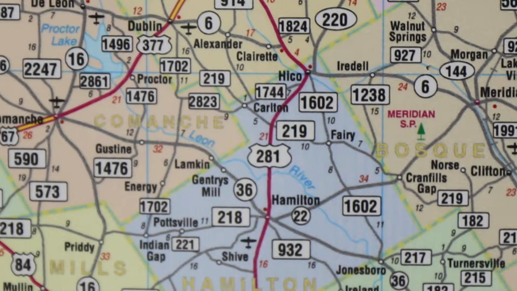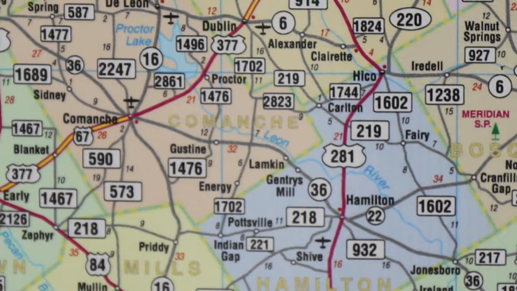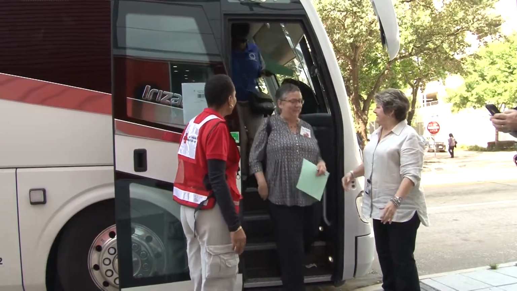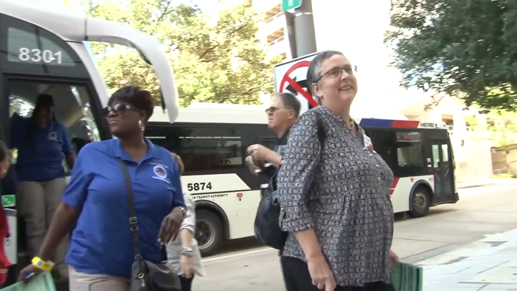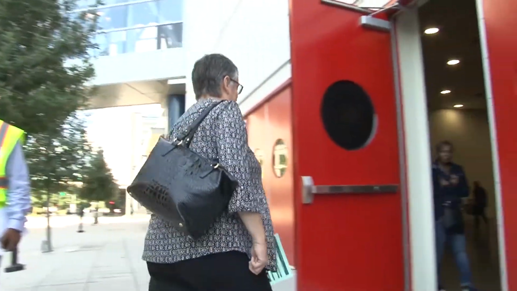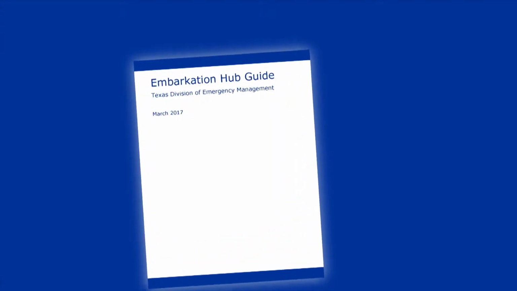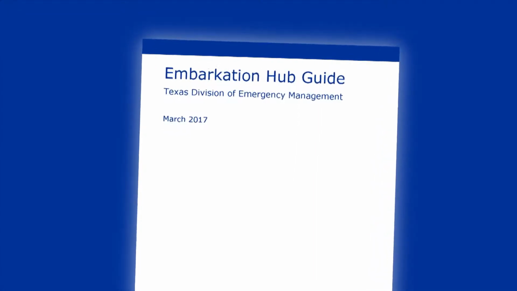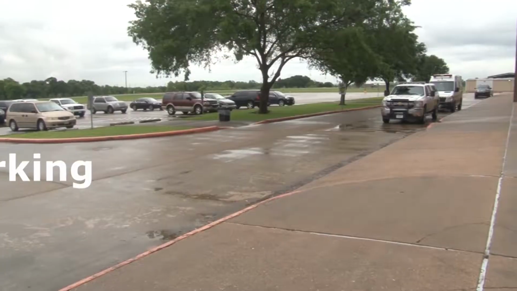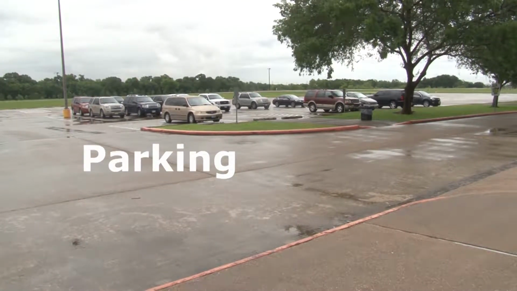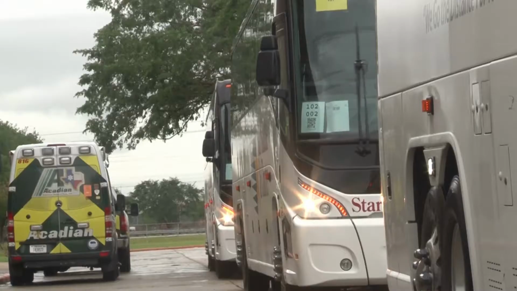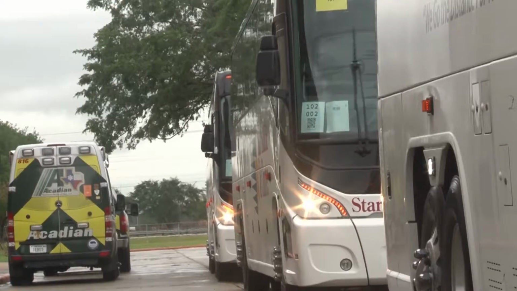Collection and pickup points should be designated and operated by the local jurisdiction. Considerations for embarkation hub drop-off and departure, along with medical transportation routes, should also be considered in the traffic management plan. More details regarding the traffic management plan can be found in the Embarkation Hub Guide document. Be sure that there is plenty of parking for private vehicles, people with disabilities, waiting buses, and ambulances.